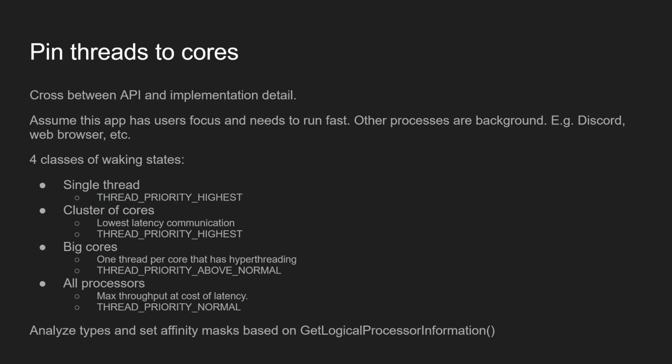In the case of an Intel processor, the cluster of cores and big cores are actually the same set of processors. And as I had described earlier in this video, I determine all of this cluster information from the Windows API GetLogicalProcessorInformation that returns the cache and processor masks for all of the CPU components.